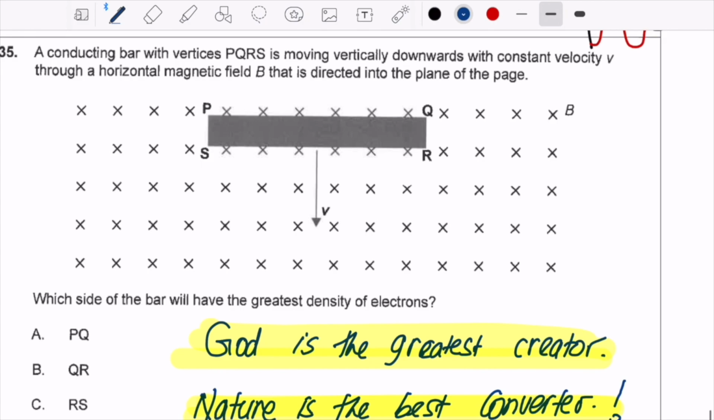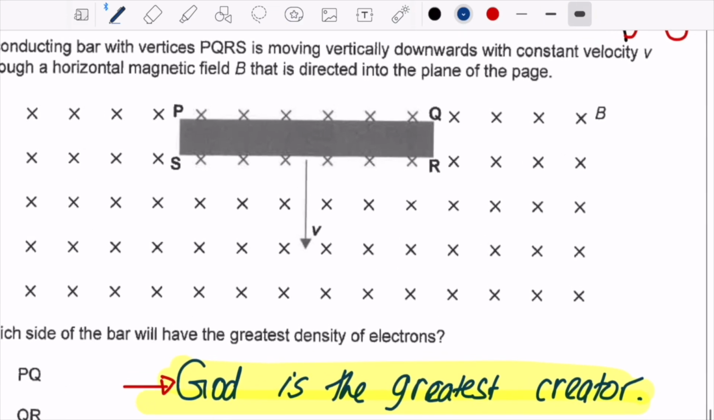To do this type of questions, I normally rely on this cliche statement, that is, God is the best creator and nature is the best converter. What does this actually mean? Nature does not give you anything free, you have to work on it. What I mean is, when this coil moves downwards, it will produce some voltage, it means it is producing some energy, right? But nature does not create energy, nature only changes energy.